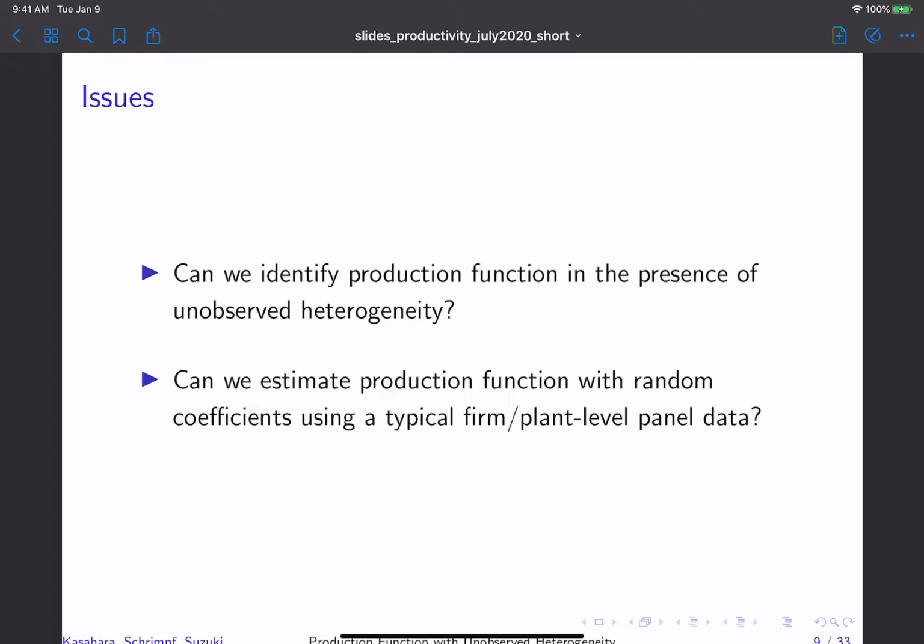Okay, so the issue is then, given this evidence of big heterogeneity, can we actually identify the production function in the presence of unobserved heterogeneity? Can we estimate the production function with random coefficients using typical farm or plant level panel data? I believe many people suspect this, although I believe our paper is the first to present the evidence cited as facts like this. But the main issue is really, even if we know it, it's very difficult to identify the production function from the typical data available.